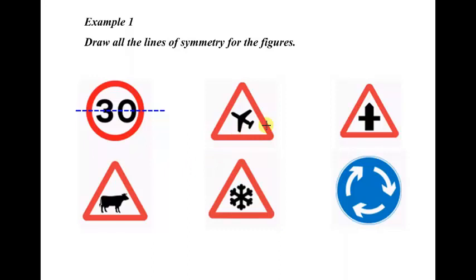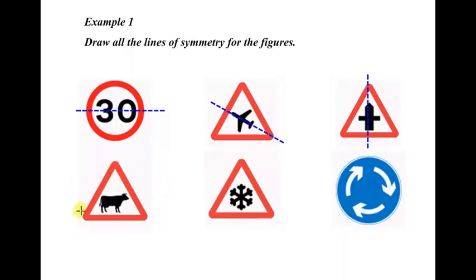How many are there in this sign? Draw all the ones you can find. In this case, there's just the one coming right through the nose of the plane and out the tail right here. It also splits that triangle nicely into 2 equal halves, folded on top of itself, if you can imagine it. This one, where's its line of symmetry? There's only one in this case. Right there.